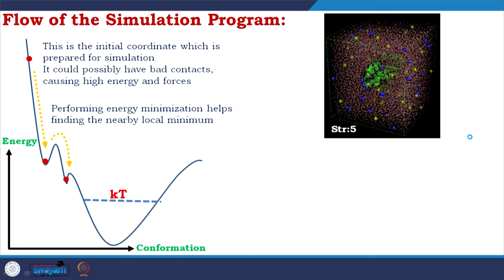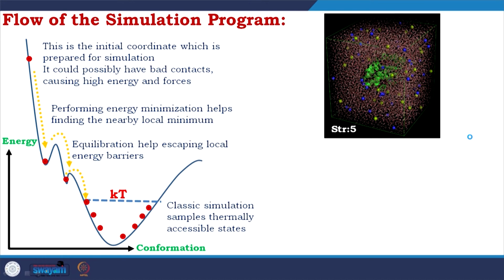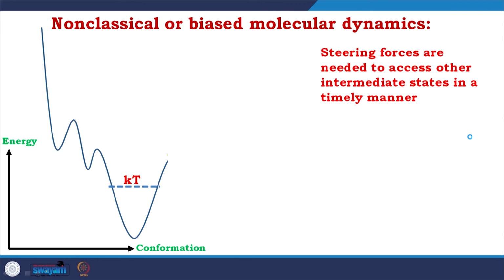But then from the local minima, equilibration helps us escape the local energy barriers, which are small barriers. Then the classic MD run helps us to come to the global ones and it samples thermally accessible states. Now from there, it potentially looks like this is the end of the scope of simulation, but it is not true.